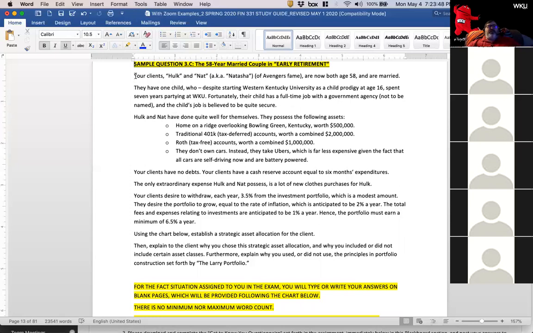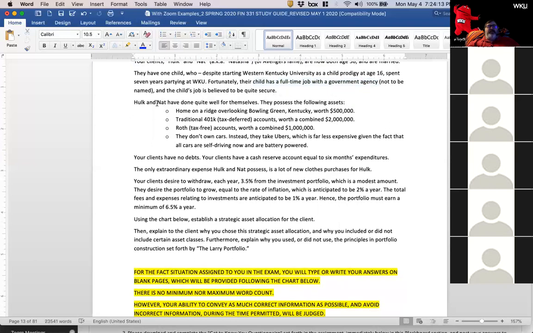So in this case, your clients are Hawk and Nat, also known as Natasha of Avengers fame. They're both 58 years old. Married, they have a child who, despite starting Western Kentucky University as a child prodigy at age 16, spent 7 years there, fortunately has a full-time job with a government agency not to be named, and the child's job is believed to be quite secure.